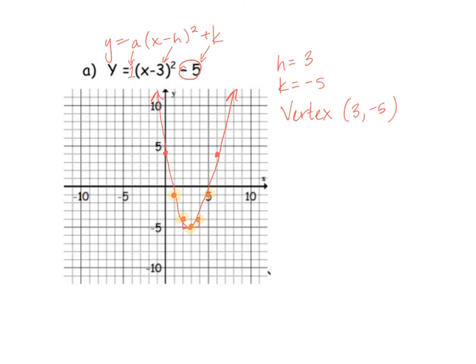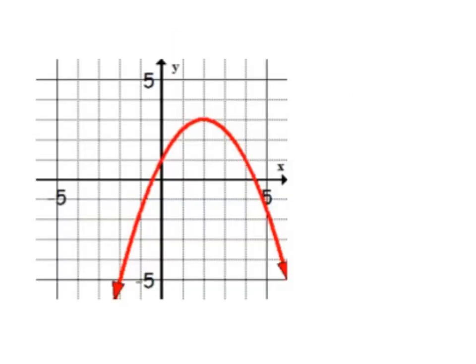So another example is another fuzzy one, apparently. When I'm looking at a graph, I need to figure out a few things here. So the first is my vertex. That gives me my H and my K. So the vertex is 2, 3.